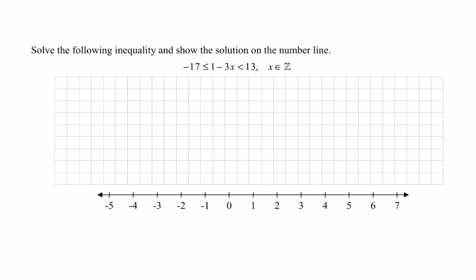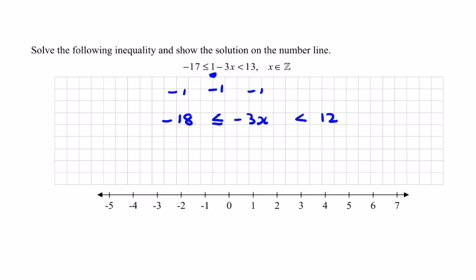This is very similar to one we saw earlier. We want to get rid of this 1 that's in here, so I'm going to take away 1 from each of the 3 sides. So I'm going to get -18 less than or equal to -3x. You know what happens. 13 minus 1 is 12, so -18, -3x, 12.